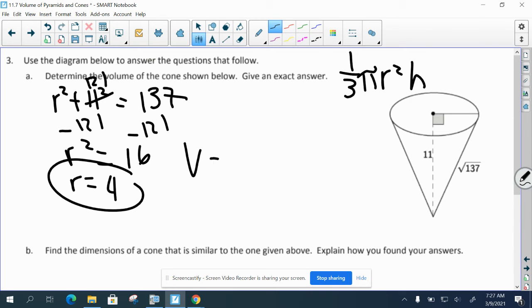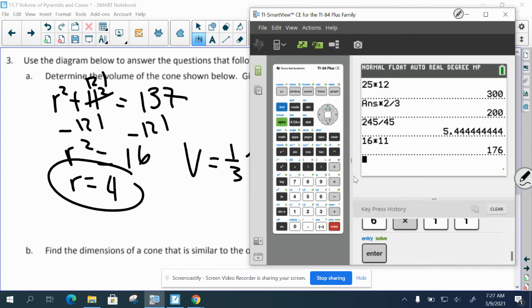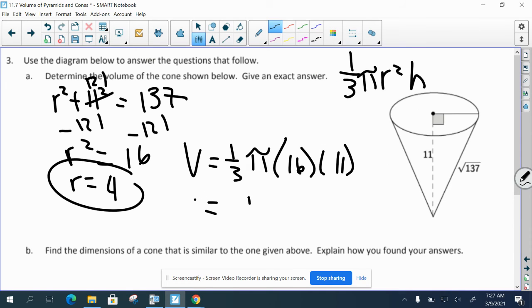So now let's do volume equals 1/3 pi times 4 squared, which is 16, times 11. So 16 times 11 is 176. Can we divide that by 3? Nope. So we're just going to write 176 pi over 3. That would be the proper way to leave it as an exact answer. Volume, so units cubed.